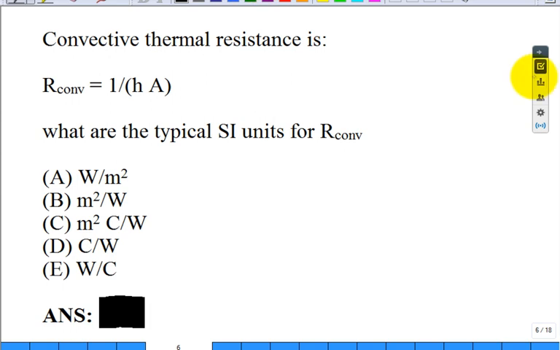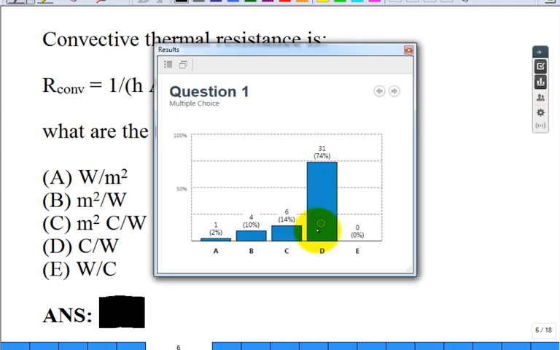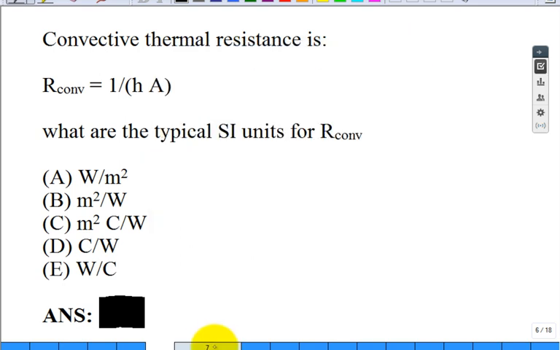All right, let's see, how are we going to do? Were you listening? Isn't it temperature change per watt? Yeah, that's what it is. Okay, so there you go. Let's press on.